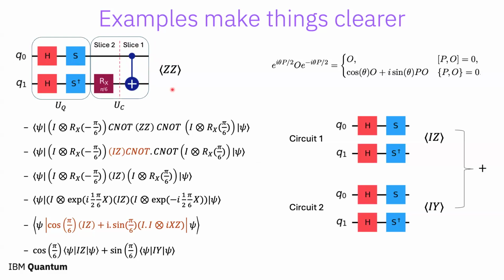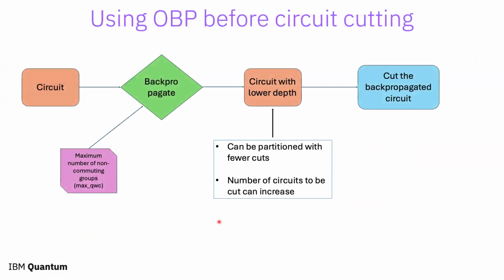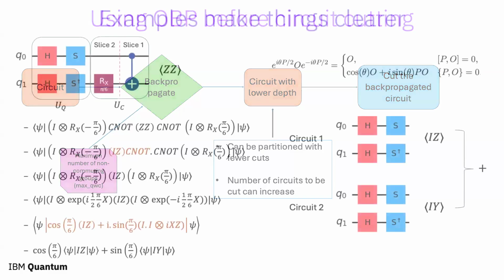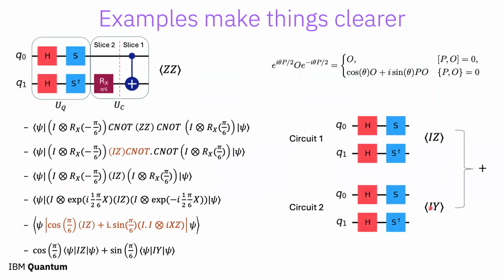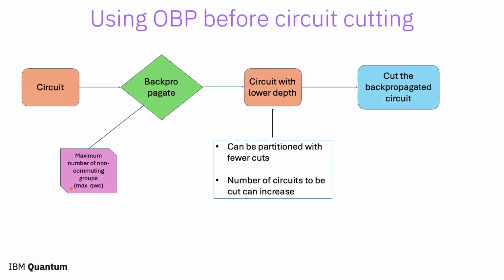But now, looking into this, we will make a very simple workflow. When you have a circuit, you decide on the maximum number of non-commuting groups. Here, the number of non-commuting groups is 2. If you say that I am willing to go for 4 non-commuting groups, I'll run 4 circuits. You can backpropagate more till you hit 4. So you can decide on the number of circuits that you can execute. That is called the maximum number of non-commuting groups.